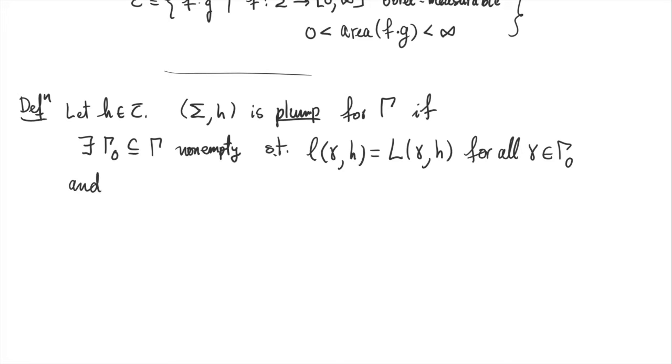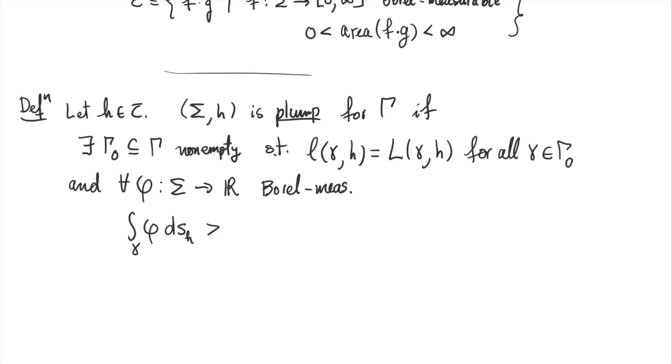And so for every function phi from sigma to the real numbers, Borel measurable, we have the following implication. So if the integral over gamma of phi, with respect to the length element inherited from the Riemannian metric H, if the integrals over all of these curves is bigger than or equal to 0 for all gamma in gamma naught, then the integral of phi over the whole surface with respect, again, to the metric H is bigger than or equal to 0.